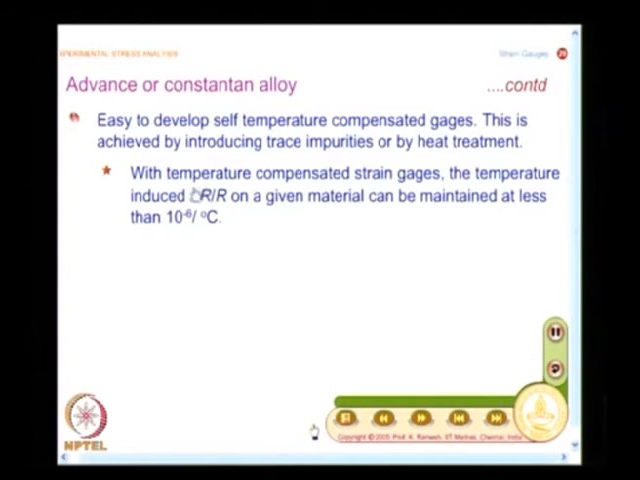And what you find here is, if you are able to get self temperature compensated gauges, the temperature induced delta R by R can be as small as 1 microstrain per degree centigrade. It is a very great achievement. When you see isoelastic, you will find a small change in temperature will have a very high value of apparent strain. You have to be very careful about that.